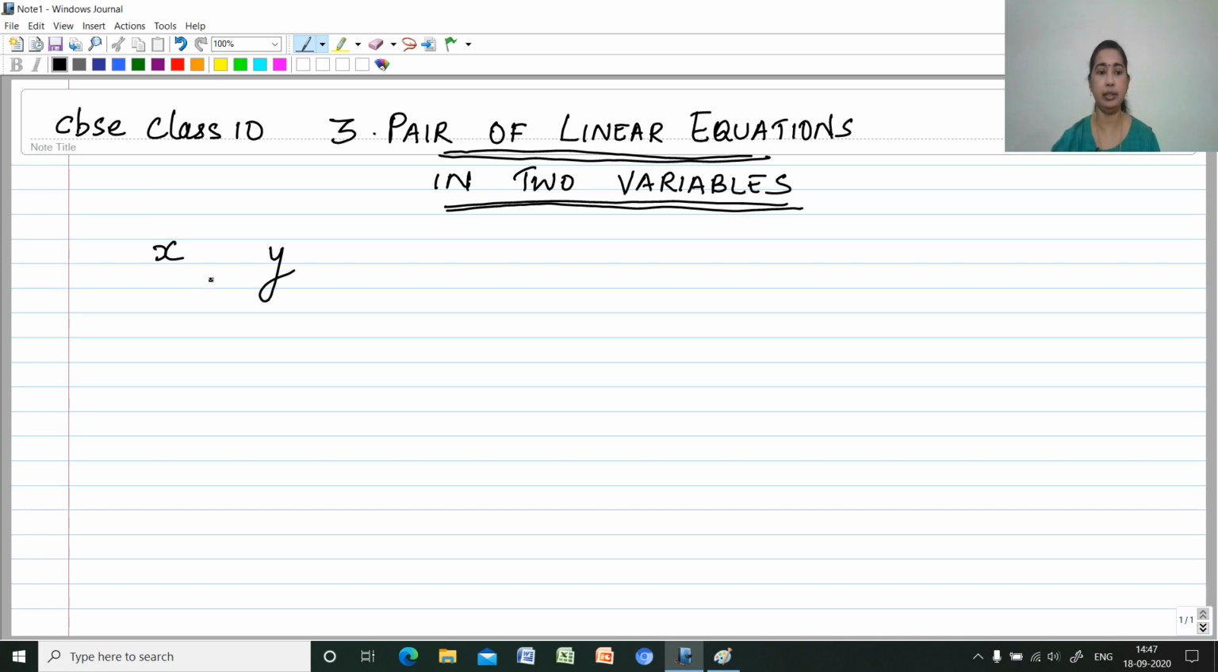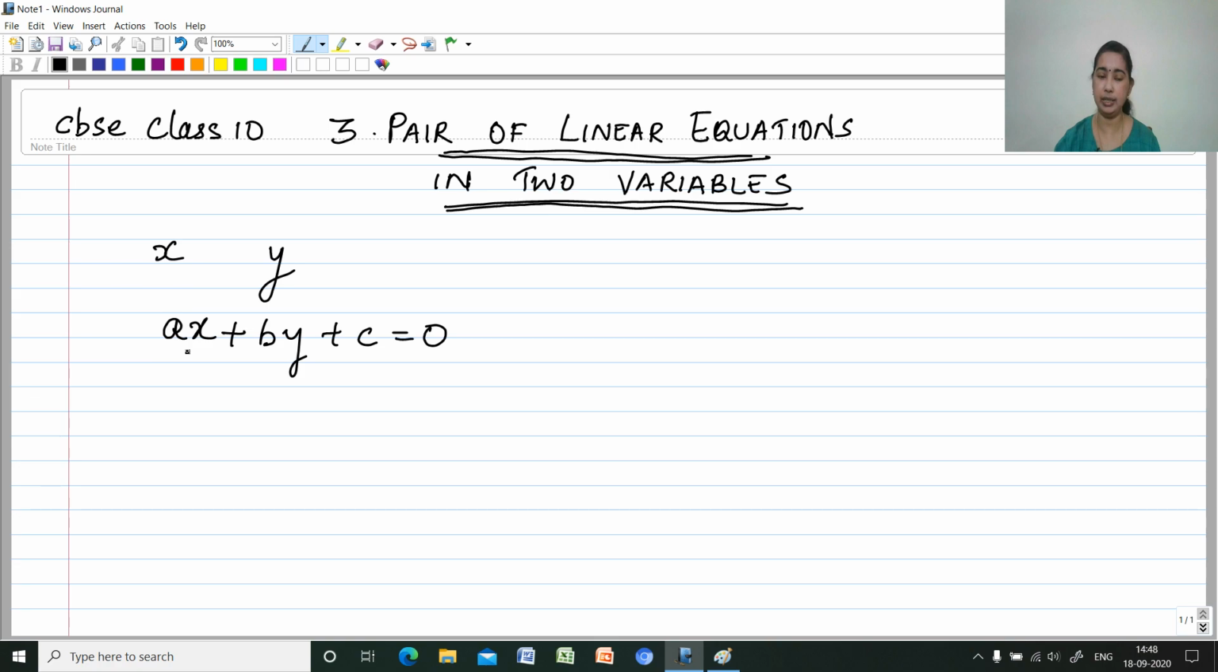So I can write the linear equation as ax plus by plus c is equal to 0. The coefficient of x is a here, the coefficient of y is b and the constant term is c. So this is a linear equation in two variables and the two variables taken here are x and y. Now how to solve two linear equations, that we are going to discuss over here.